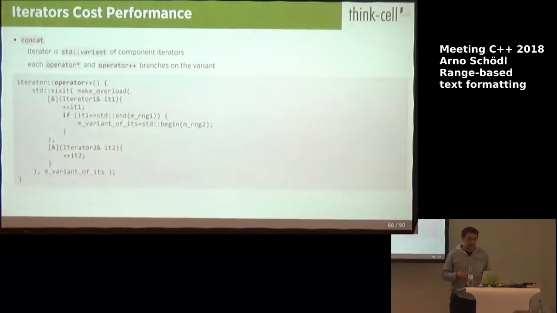And each time you either increment or dereference that iterator, it has to do a switch on which iterator am I. Am I the first component iterator? Then, okay, I'm the first component iterator. Let's increment. Let's check whether I've now reached the end of my first component. If I reach the end of my first component, I have to switch to the iterator of the second component. If I'm already at the second iterator, okay, just do the increment here, for a variant of 2 elements.